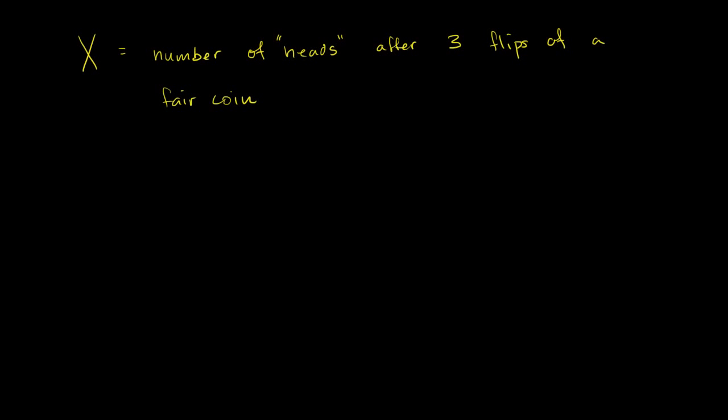Let's say we define the random variable capital X as the number of heads we get after 3 flips of a fair coin. Given that definition of a random variable, what we're going to try to do in this video is think about the probability distribution. So what's the probability of the different possible values for this random variable? And we'll plot them to see how that distribution is spread out amongst those possible outcomes.